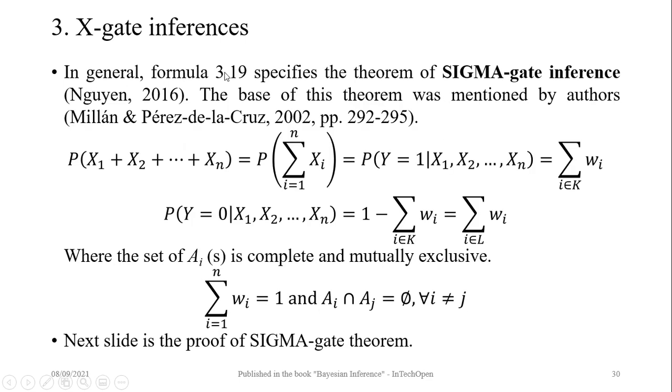In general, equation 3.19 is specified by the theorem of sigma gate inference, Nguyen 2016. The basis of this theorem was mentioned by authors Bin Lang and Bevere de la Rose, 2002, pages 292 to 295.